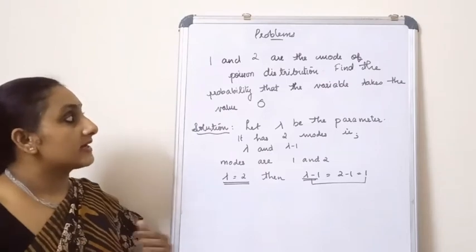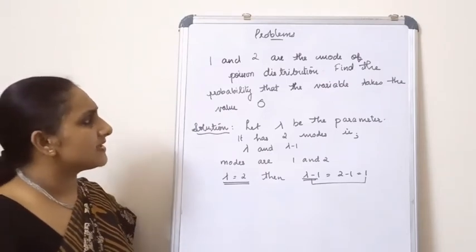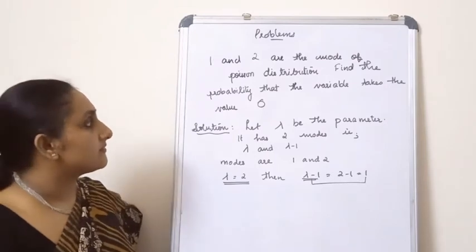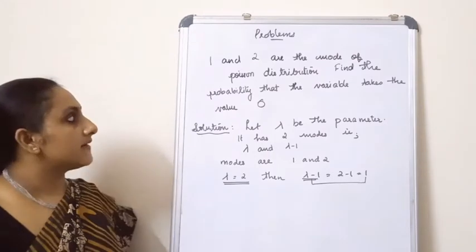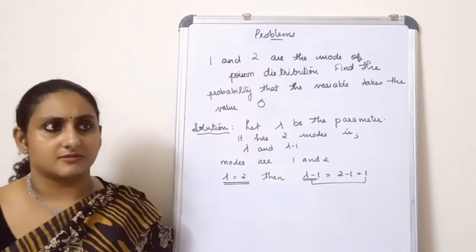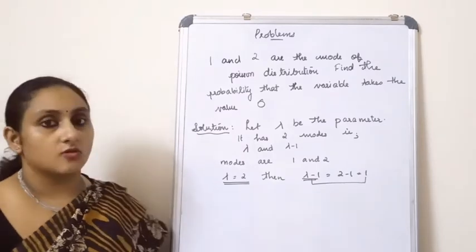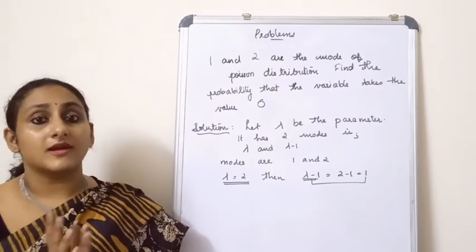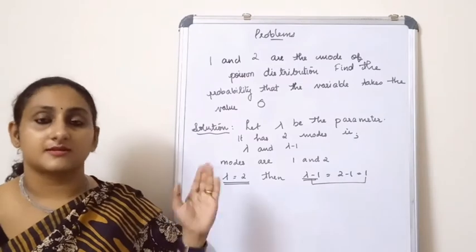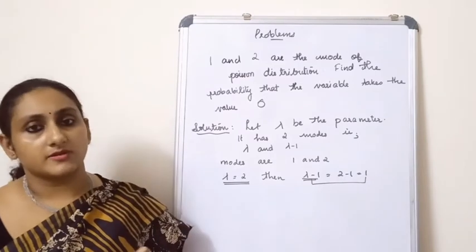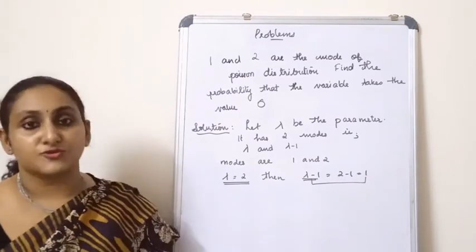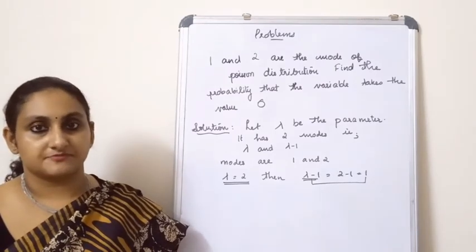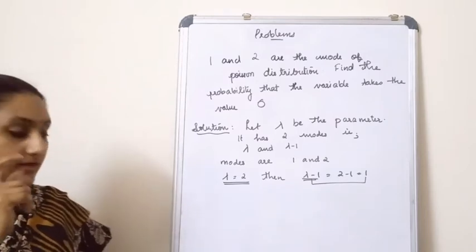So now our next step is to find what they have asked us: find the probability that the variable takes the value 0. In order to find the probability that a particular variable, say X, takes the value 0, you should first know what the density function is. The only information that you have right now is that lambda is your parameter, and lambda is 2. So from that you have to develop your density function.